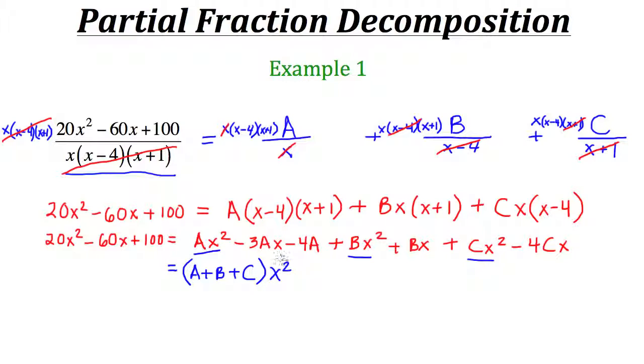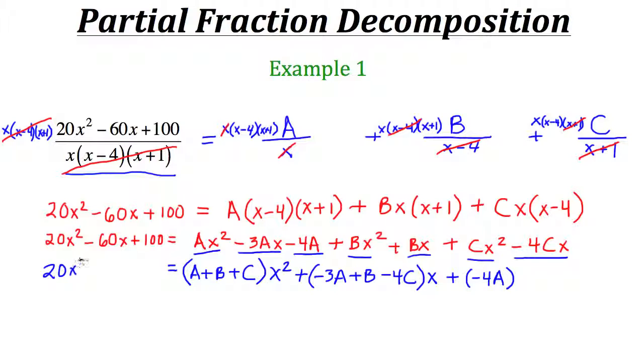And now we'll do the same thing with our x's. We have a negative 3ax, a bx, and a negative 4cx. So when we combine those coefficients together, we'll get a negative 3a plus b minus 4c, all times x. And then as for our constant terms, we only have a negative 4a. So for our constant, we'll have a negative 4a. Now on the left-hand side, we still have our 20x squared minus 60x plus 100.